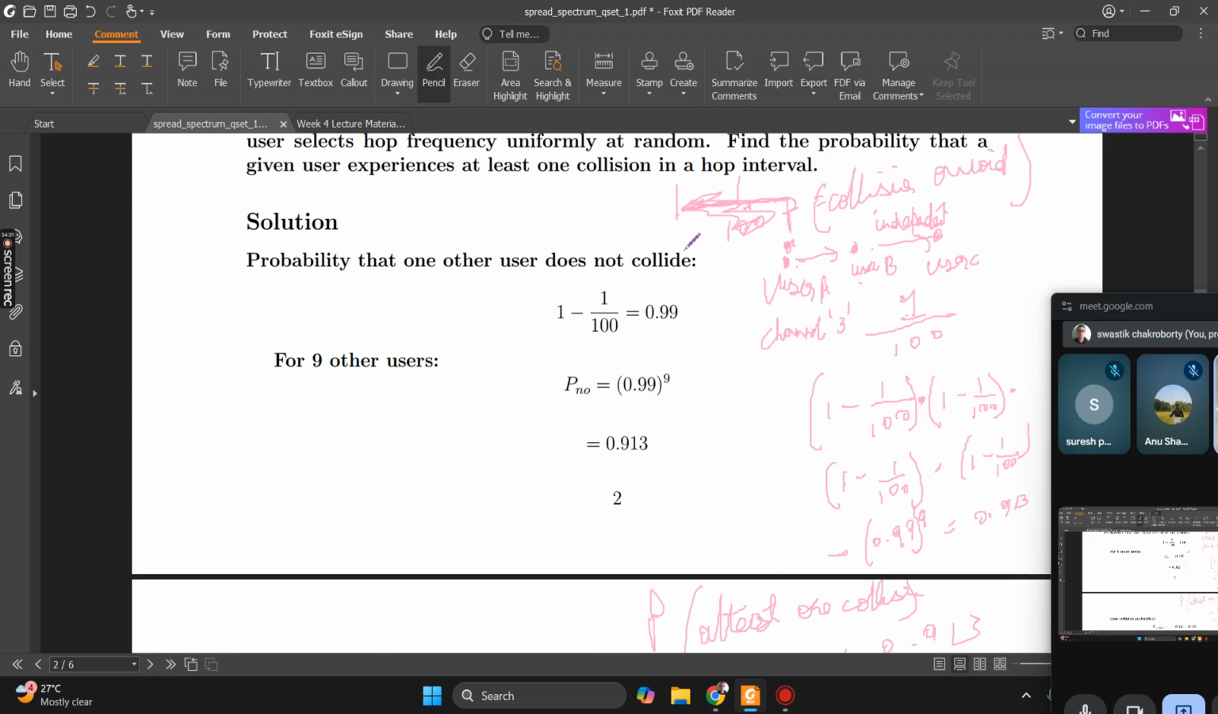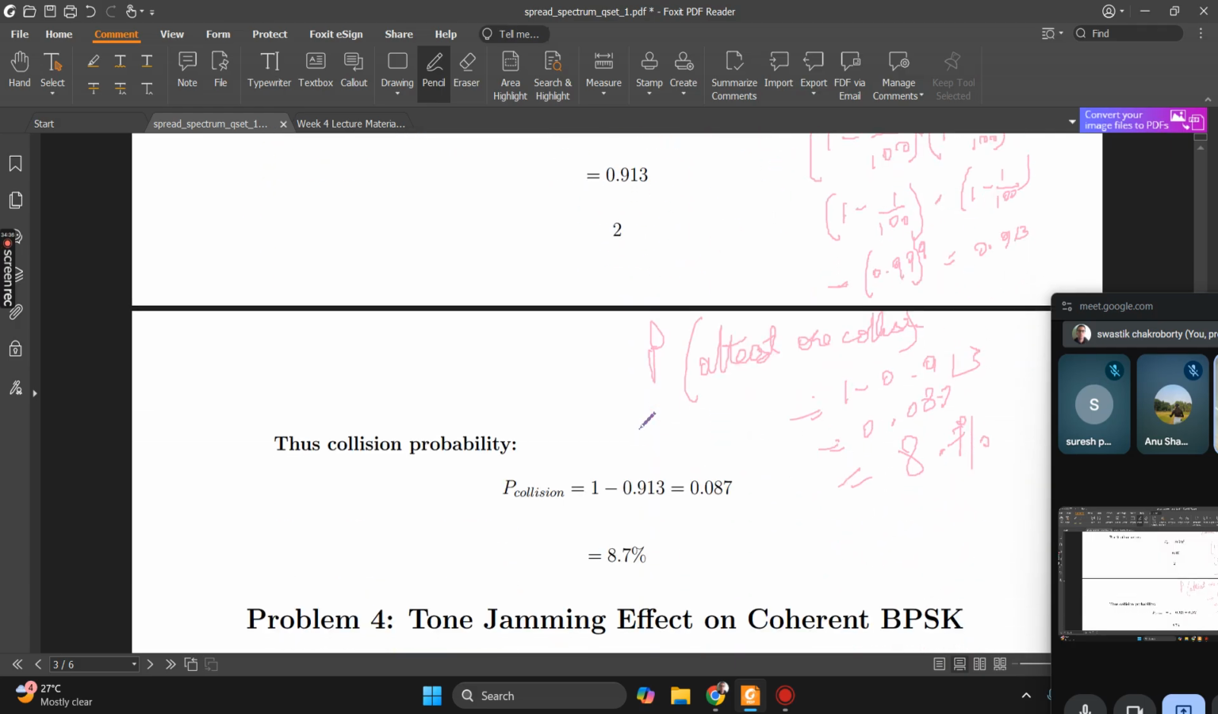Is this question clear? Okay, I hope it is clear.